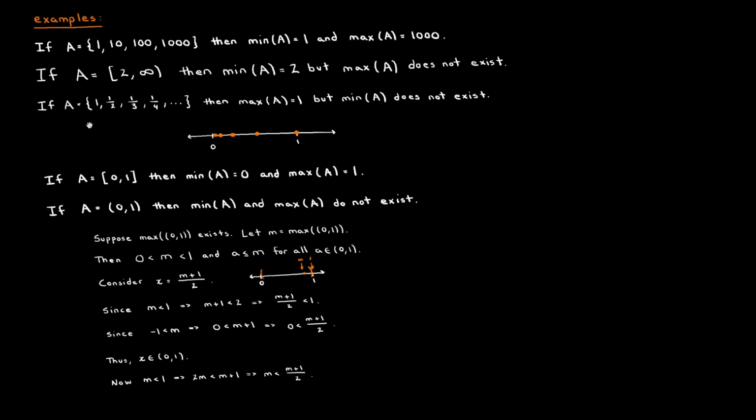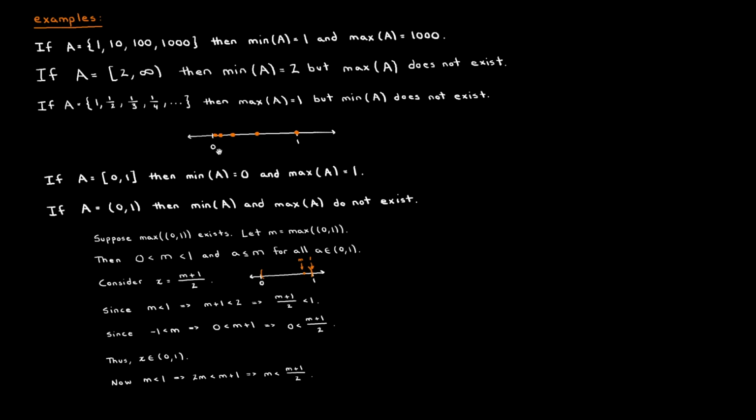Let's take a look at another example. This time we have the set of reciprocals. So we have 1 over 1, 1 over 2, 1 over 3, 1 over 4, and in general 1 over n for any n. And so what we can see is that the maximum of A in this case is 1. And then after that the numbers start decreasing. The minimum of this set does not exist because the numbers arbitrarily get closer and closer to 0 without actually reaching 0.